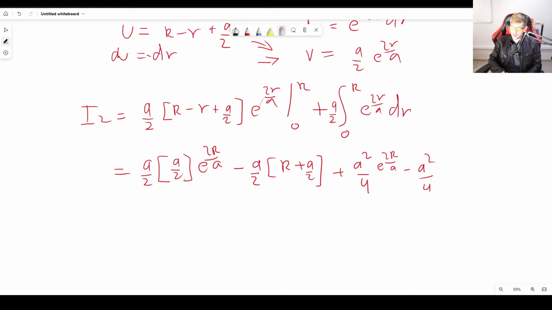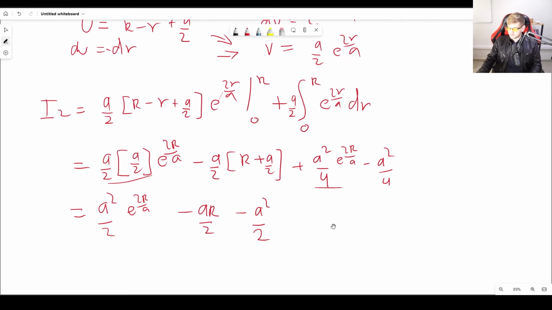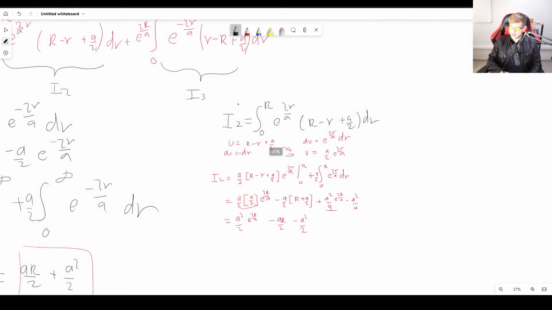Now let's multiply everything through so that we can simplify anything that we can simplify. A squared over 4 e to the 2R over a, we can see that we have it here and here. So we get 2 times this, so it will be a squared over 2. Then we have minus aR over 2 minus a squared over 4, but there's another minus a squared over 4 here. So we get minus 2 times a squared over 4, so simply minus a squared over 2. All right, so that is the result of integral number 2.